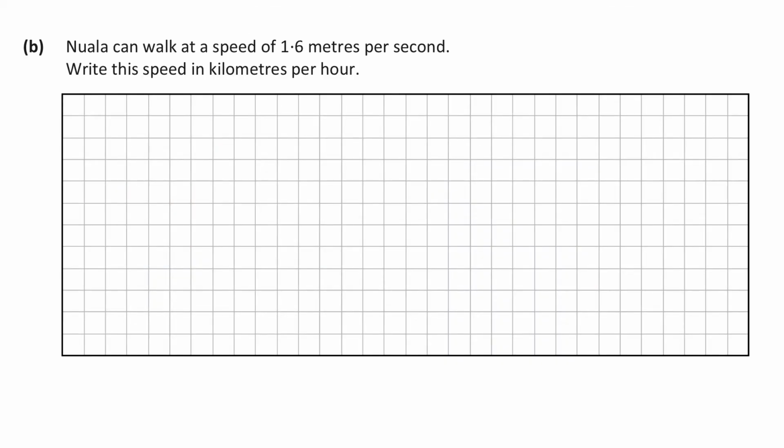So this brings us on to part B. So part B, Nuala can walk at a speed of 1.6 meters per second. Write the speed in kilometers per hour. Okay, so we'll just find out what we have there first of all. So she can walk 1.6 meters, I should say, in 1 second.